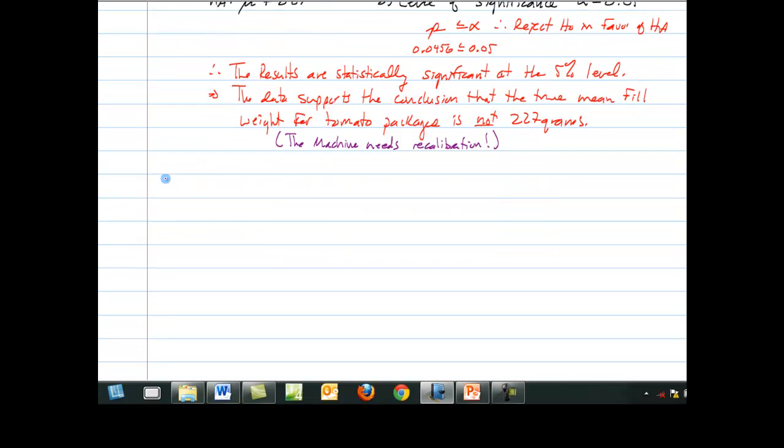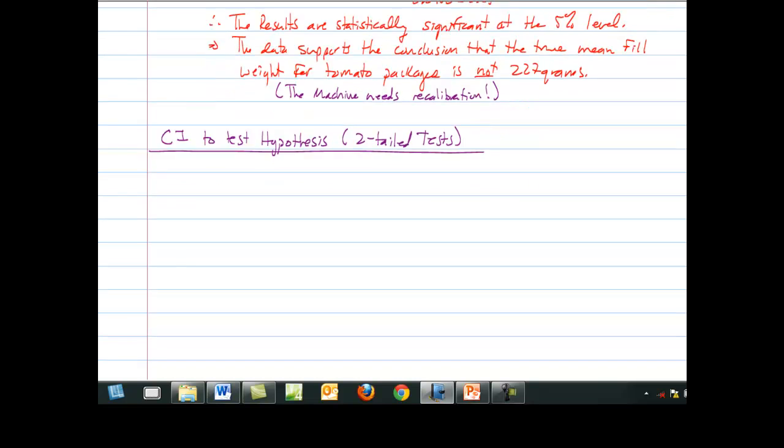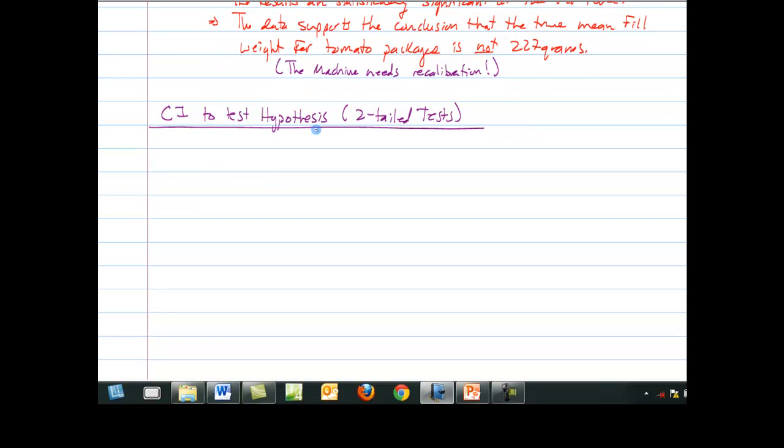So let's look at the steps involved in that. So CI again stands for confidence interval to test hypotheses. Now, we could do this for a one-sided test, but this works best for two-tailed tests. So again, we could use it for one-sided as well, but this works really good for two-tailed tests. So I want to go through and still work with the tomatoes example. So tomato example.